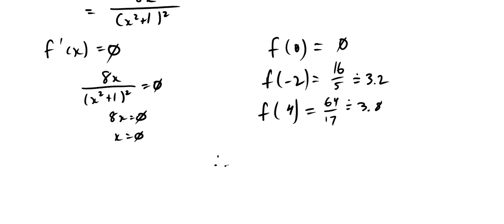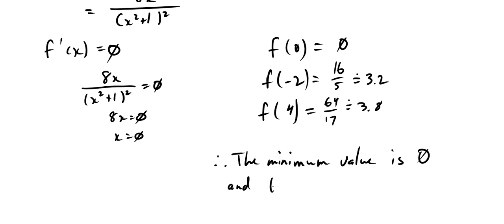So therefore, the minimum value is 0, and the max is 64 over 17.